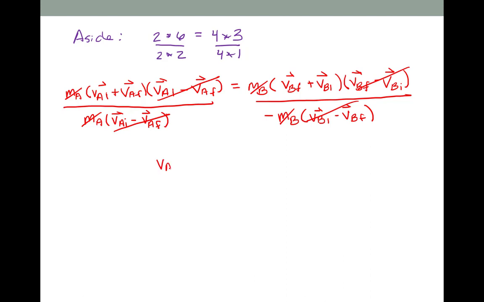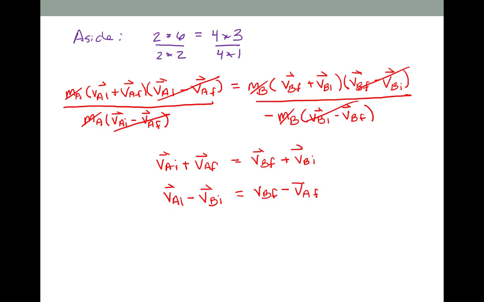And now I'm left with just VA initial plus VA final equals VB final plus VB initial. And this equation has to hold true for all elastic collisions. We have one more small step on this, and that is just to put all the initials back on one side and all the finals back on the other. So VA initial minus VB initial equals VB final minus VA final.